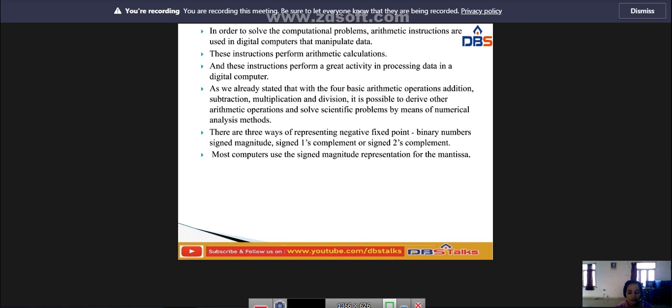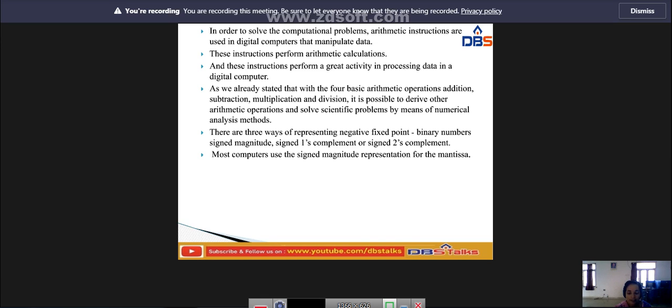Instructions perform a great activity in processing the data in a digital computer. Instructions here means the arithmetic instructions, which perform a great activity in processing the data in the digital computer.